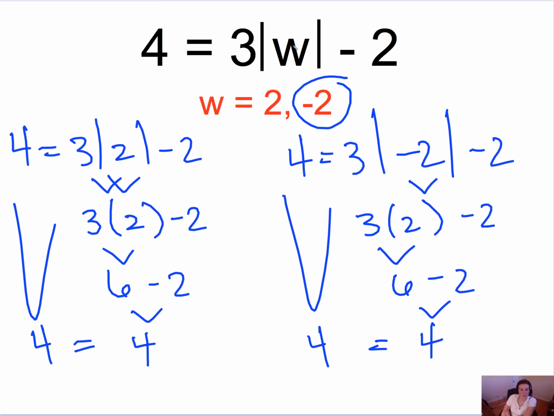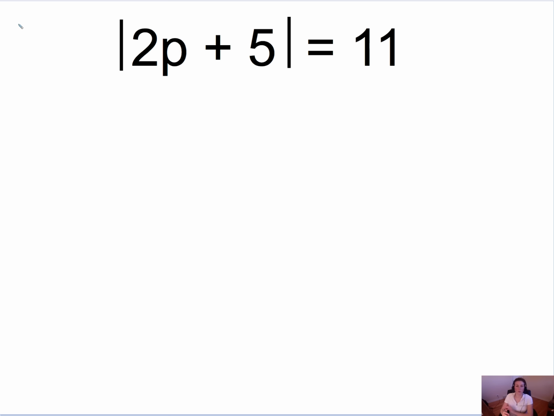All right, now what if in the last two examples we had just the x in the absolute value symbols, and in this example we had just the w in absolute value symbols? What if we have the whole expression in absolute value symbols? The absolute value of 2p plus 5 equals 11. Here, remember I told you before, you want to get whatever's in the absolute value symbols by itself. It's already by itself. This is all in absolute value symbols.